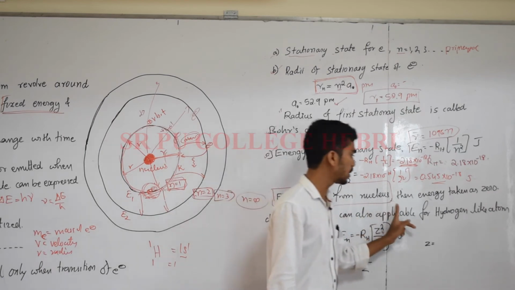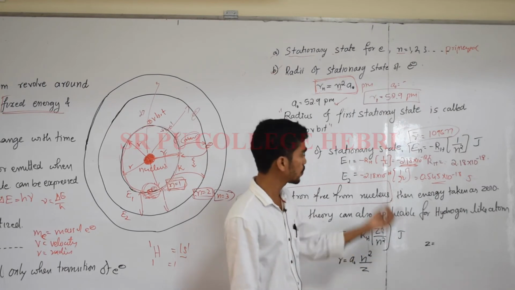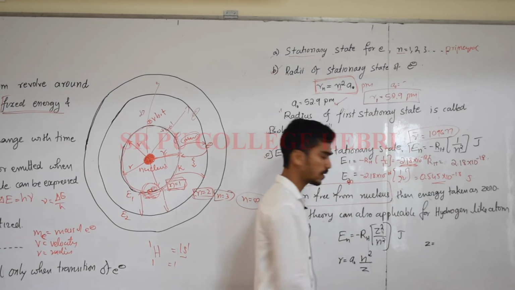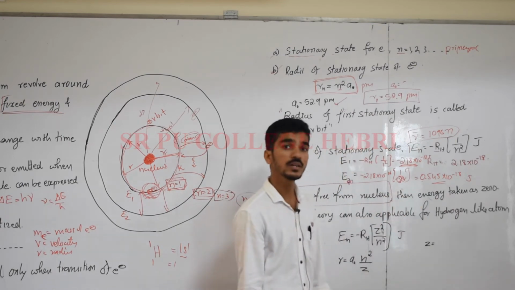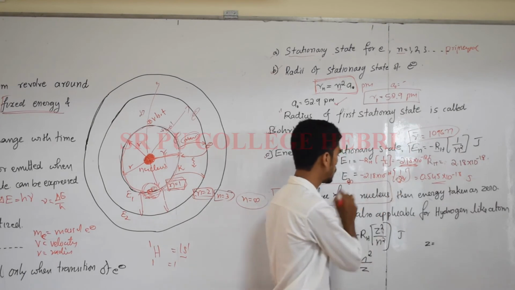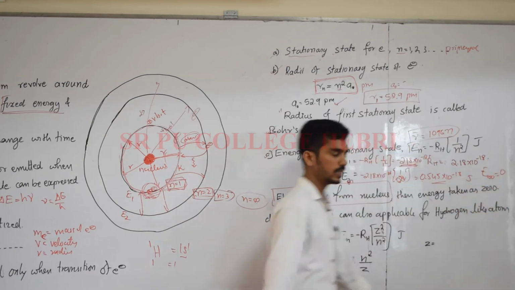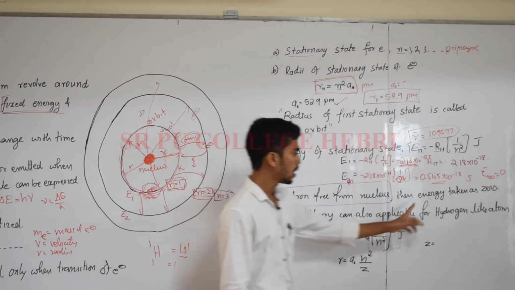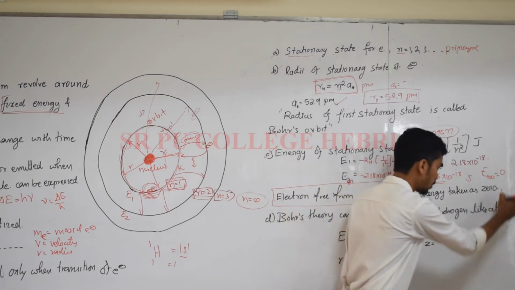Electron free from the nucleus, then the energy is taken as 0, or you can directly substitute in the formula En, n equal to infinity. So 1 by infinity is nothing but 0. 0 into 0, then E equal to E infinity equal to 0. E infinity equal to 0. Then that particular hydrogen is called an ionized hydrogen atom.